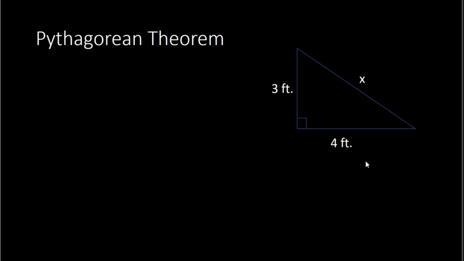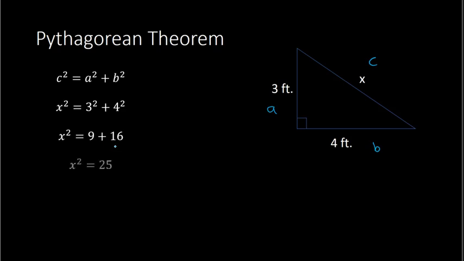So looking here at the same example, using our formula, we said the hypotenuse is c, and then this can be a, and this can be b. All we do is we plug the numbers in. So we have c, or x squared, equals a, or 3 squared, plus b, or 4 squared. So I just plug the numbers in. 3 squared is 9, 4 squared is 16, so 9 plus 16 is 25.